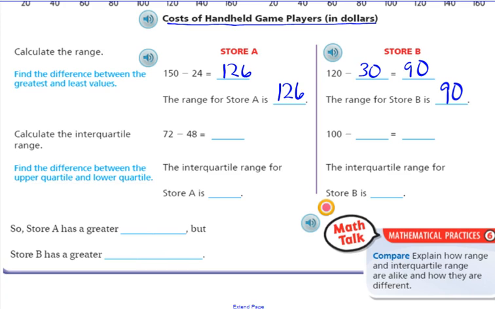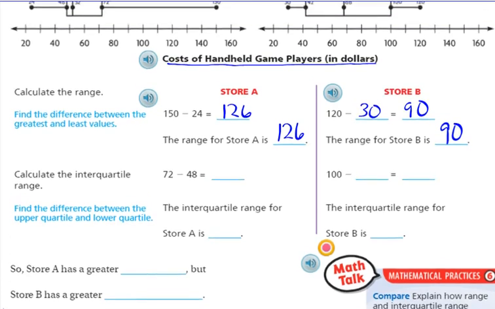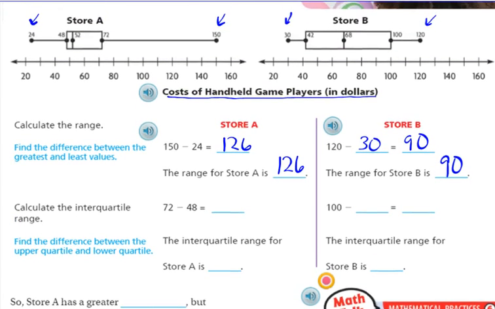Now remember, the interquartile range is the difference between the upper quartile and the lower quartile. Okay, so the upper quartile is 72. They've already done it for us. And then 48. So they already have that for you. So the interquartile range for store A is 24.